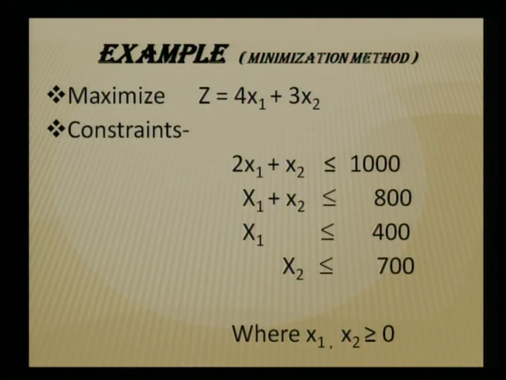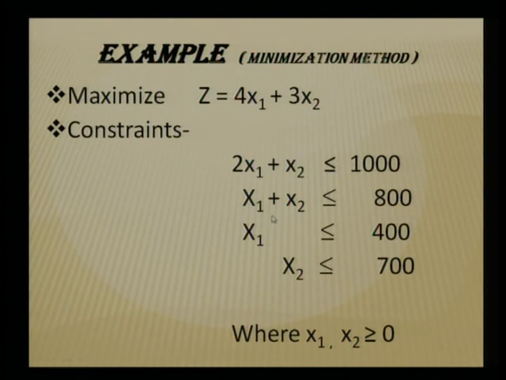We can look at the screen. The problem is maximize z equal to 4x1 plus 3x2. This is said to be an objective function in LPP. Then we have four constraints. The first constraint is 2x1 plus x2 less than or equal to 1000.